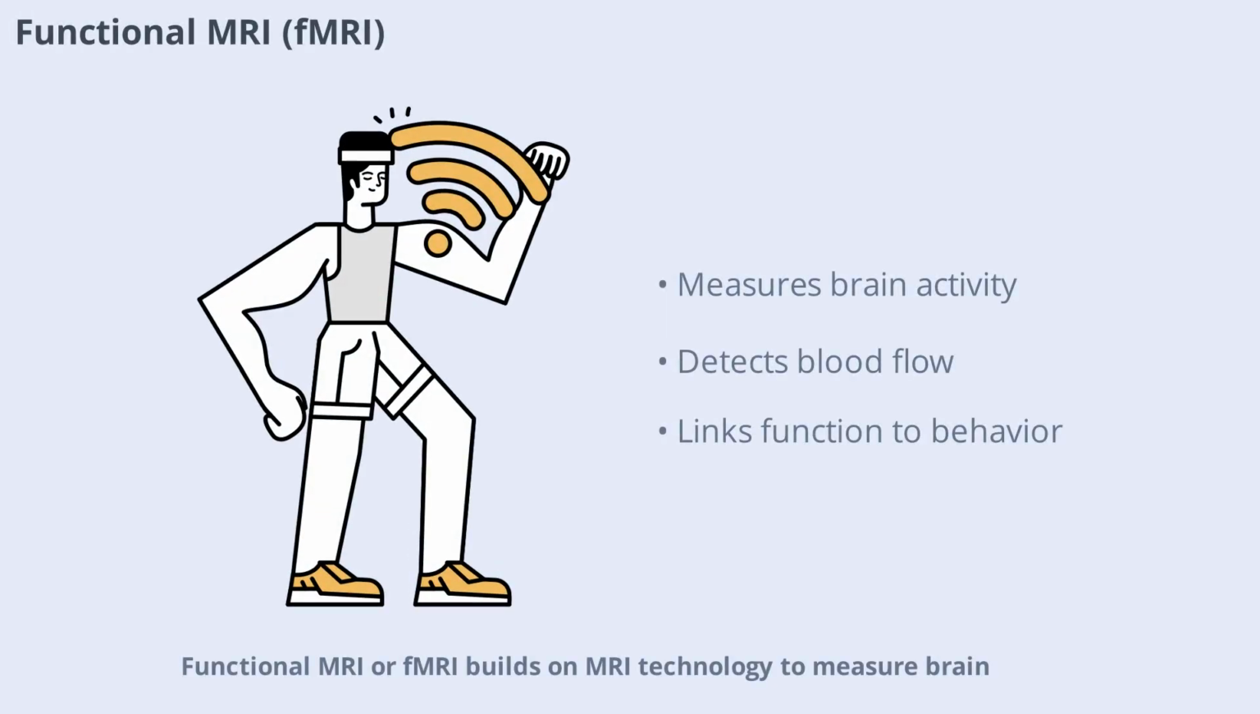Functional MRI, or fMRI, builds on MRI technology to measure brain activity by detecting changes in blood flow. When a brain region is active, it uses more oxygen, which fMRI can detect. This technique allows researchers to see which parts of the brain are involved in specific tasks like reading or problem solving. fMRI is a powerful tool for linking brain function to behavior, offering both spatial and temporal information.